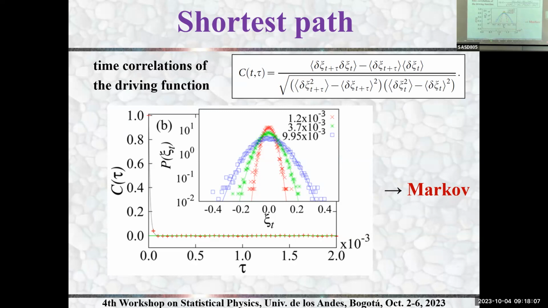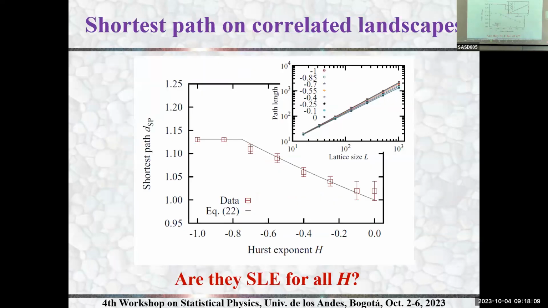It is following the Markov. But now there comes a question. This is, let's say, another proposal for a PhD thesis, which is something that had never been done, which is what happens now if you study the watershed or the shortest path on a correlated landscape, which depends on the Hurst exponent.